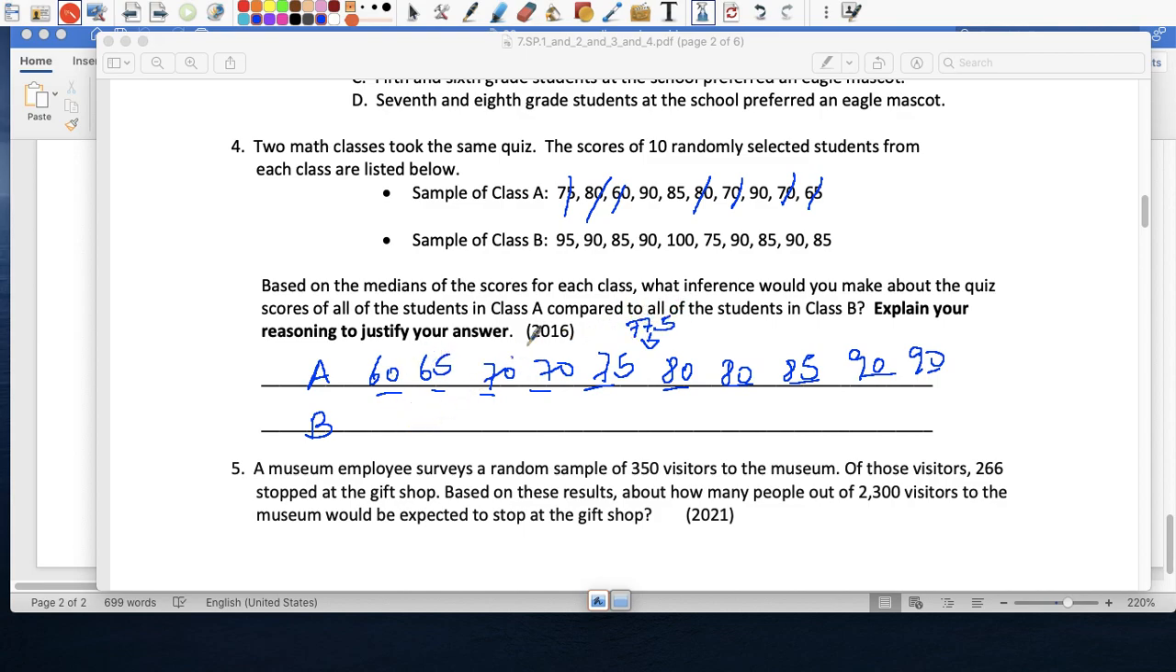The median for class B, what's the lowest? 80? Is there an 80? No. Is there an 85? Yeah. 1, 2, 3. Oops, there's a 75 there too. 75 and then 85 three times. And then we have 90, 1, 2, 3, 4 times. Then 95, then 100. Okay, so the median here would be this number, right? And the median would be 90.